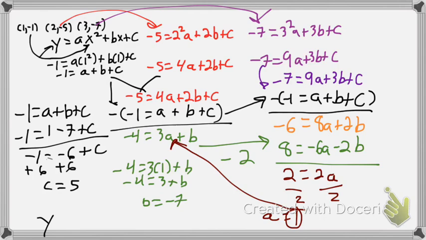So now that I've solved all three of them, I plug them back into my quadratic equation. And I get y equals x squared. That's a, because remember, what we're doing is we're plugging it back into this equation right there. Y equals ax squared plus bx plus c. A equals 1, so we have 1x squared. B equals negative 7, so we have minus 7x. And C equals 5.